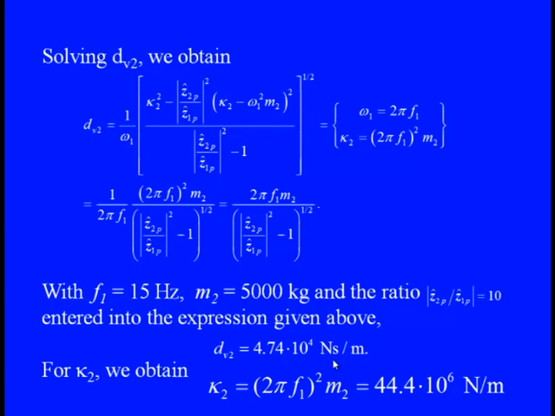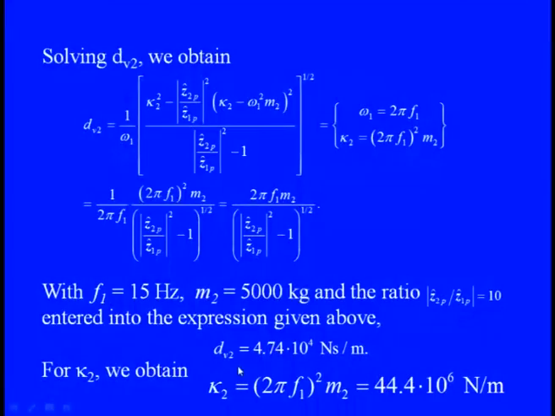And we know that here the first natural frequency is 15 hertz and m2 is given as 5000 kilogram, and we know that the z2p is exciting 10 times z1p. With these numerical values, dv2 is equal to 4.74 into 10 raised to power 4 Newton second per meter, that is the damping value. And with k2, which is equal to 2 pi f1 whole square m2, we have the stiffness value, that is 44.4 mega Newton per meter.